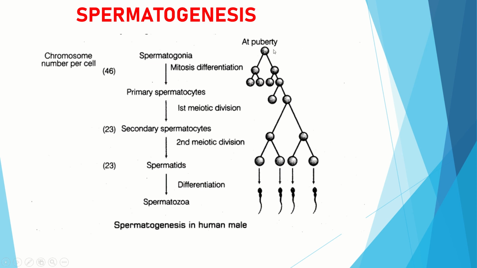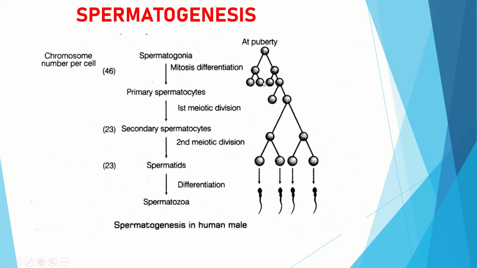If we take one germinal epithelium cell, it will undergo mitotic cell division and form four spermatogonia. These spermatogonia will also be diploid, so if this cell has 46 chromosomes, these four cells will also have 46 chromosomes. Then the four spermatogonia can be divided into two types.